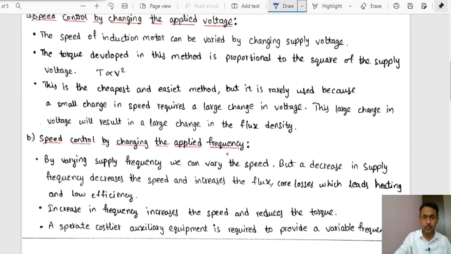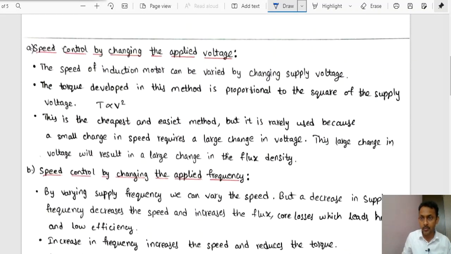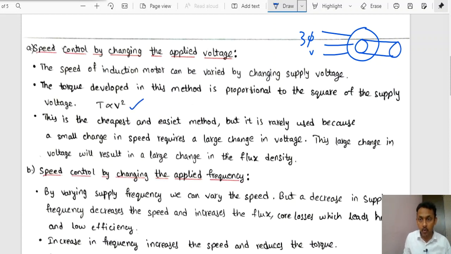First one is by changing the applied voltage. As we have discussed earlier, the stator will be given the three-phase supply, that is nothing but some applied voltage we apply, right? Now the torque developed across the shaft is directly proportional to the square of the applied voltage. So by controlling the applied voltage, the torque output can be controlled. Once the torque is controlled, the power output P equals omega times T, so the speed of the machine can also be controlled.